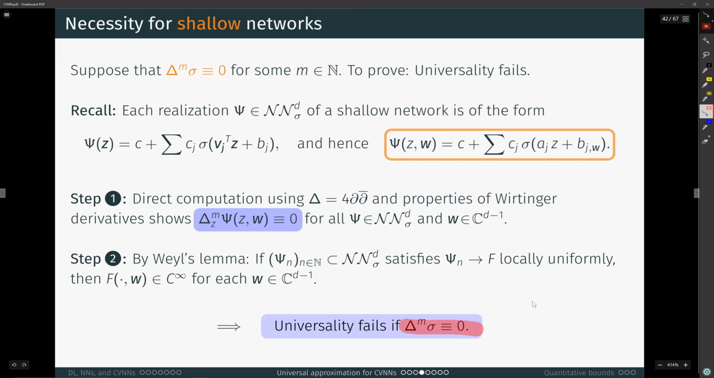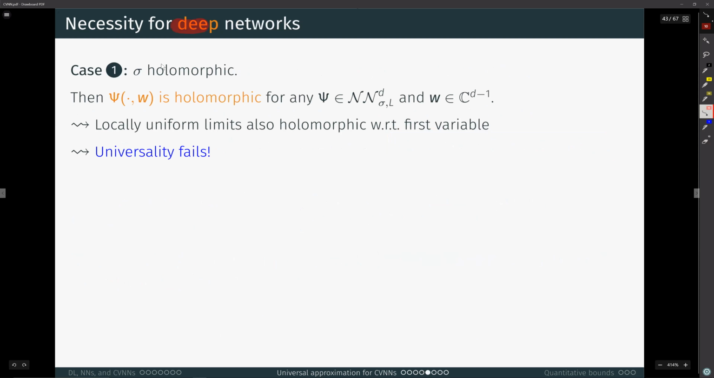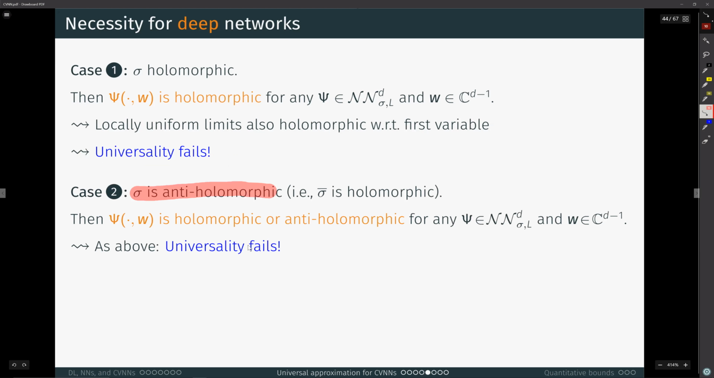Okay. So then we have to do the same for deep networks. For deep networks, we had 3 problems: being holomorphic, being anti-holomorphic, and being a polynomial. So if sigma is holomorphic, then the whole network will be a holomorphic function. And locally uniform limits of holomorphic functions are holomorphic, so you cannot get universality in this case. If sigma is anti-holomorphic, then you can also convince yourself that the full network will be either holomorphic or anti-holomorphic, depending on how deep your network is, so if the depth is even or odd. And with similar arguments, you can then see that universality fails, because the limit will also be holomorphic or anti-holomorphic.